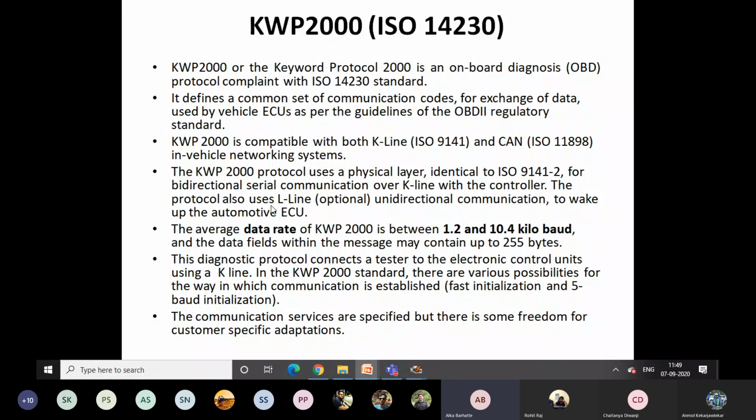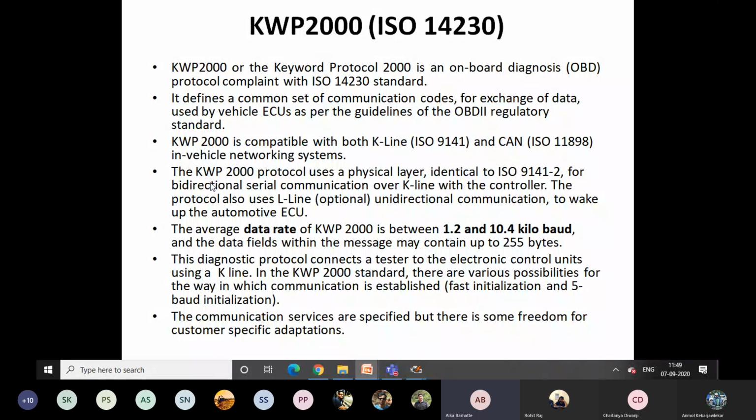It also uses the L-line, unidirectional communication, to wake up the automotive ECU. So it supports both: K is used to start the communication as well as to transfer the information, whereas the L-line is unidirectional. It is only used to initialize the communication, not for actual data transfer. Sometimes it may use both, L-line to start the communication and K-line for actual data communication, or only K is sufficient, which will perform both these operations.